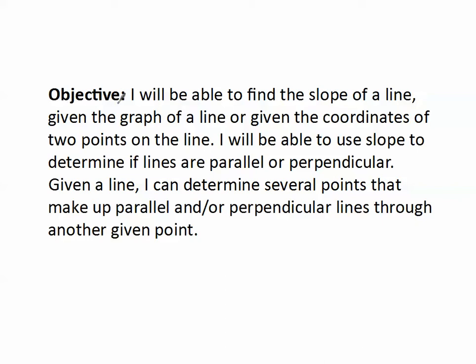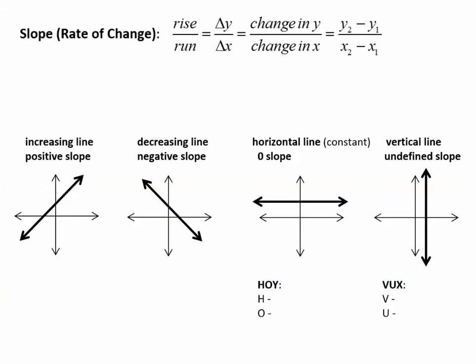The objective in this lesson is to be able to find the slope of a line given the graph of a line or given the coordinates of 2 points on the line. Also to be able to use slope to determine if lines are parallel or perpendicular. Given a line, we will be able to determine several points that make up parallel and or perpendicular lines through another given point. Let's begin by recalling what is slope.